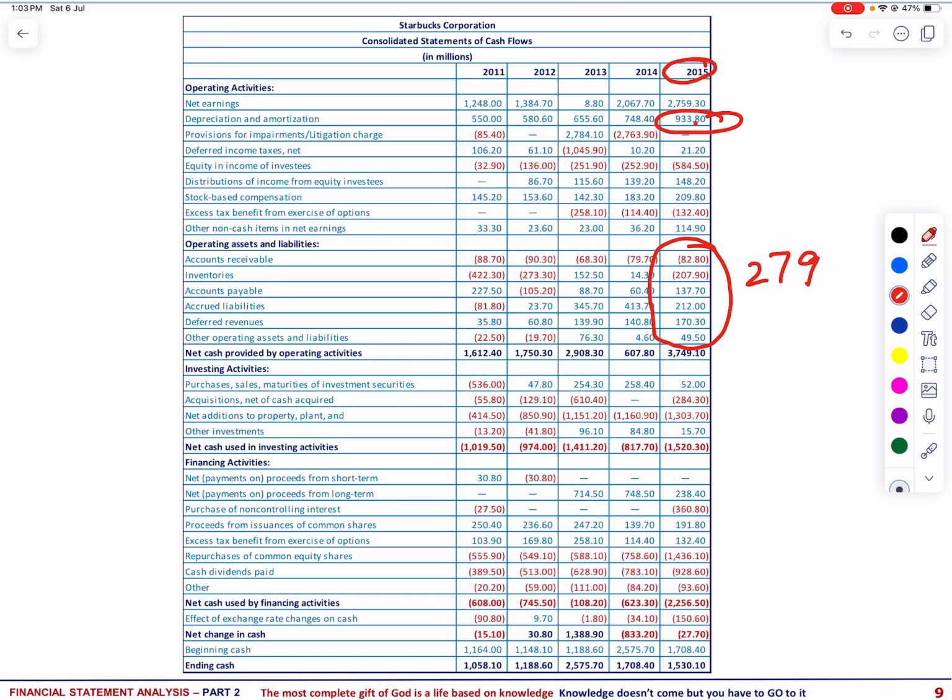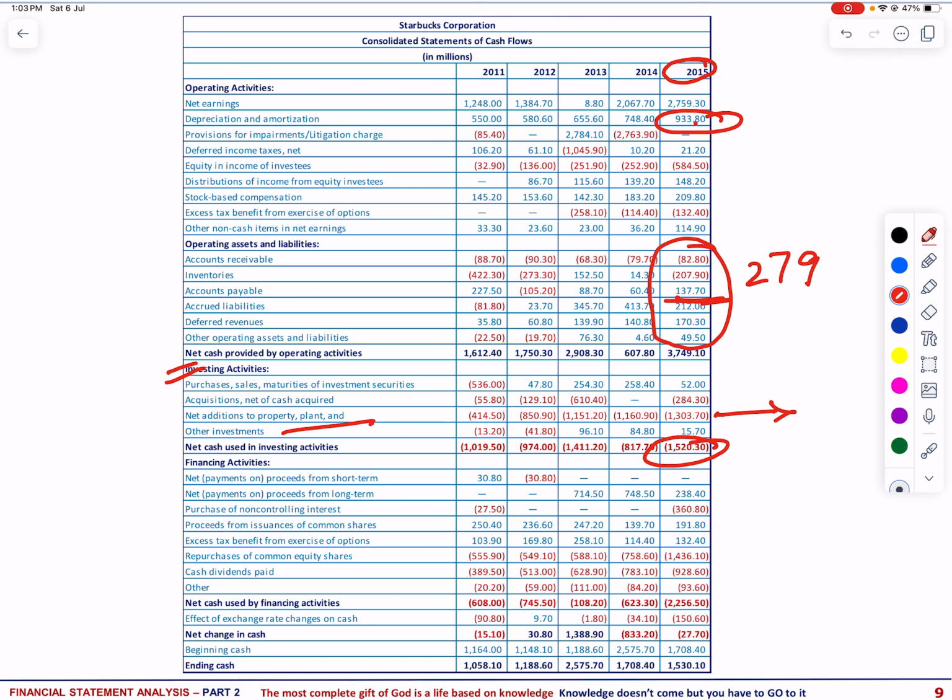The positive adjustment of 137.7 million for accounts payable reflects a source of cash as the company allowed payables to rise. Coming to investing activities, they have used 1,520 million primarily for capital expenditures, totaling 1,304 million in property, plant, and equipment.